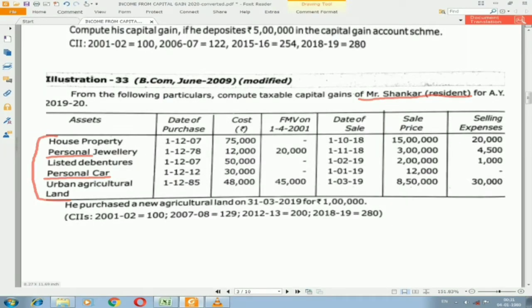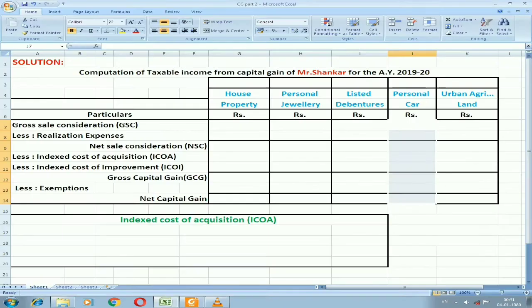Then we have urban agricultural land. As I told you, agricultural land located in a rural area will be exempted. As they have mentioned it is located in an urban area, it will be considered for calculation. They may say it is within the municipal limits; if so, it will also be considered urban area. So among these 5 assets, the personal car is exempted. Entire column will be exempted, and we are not going to calculate anything there.